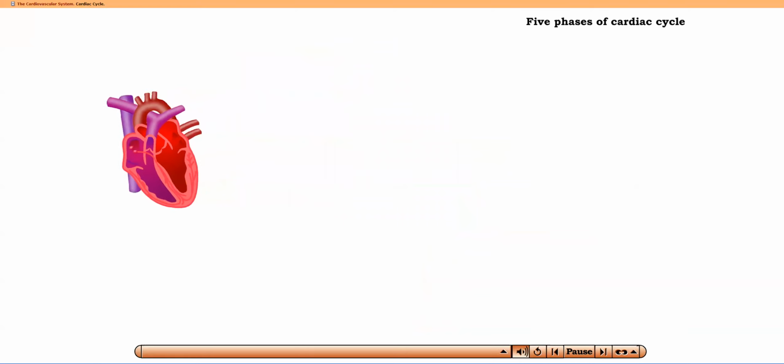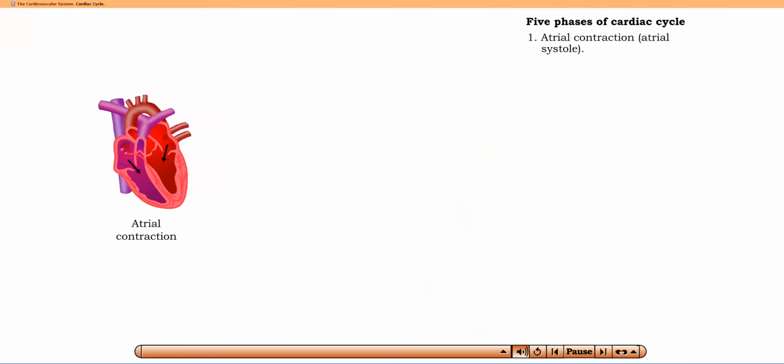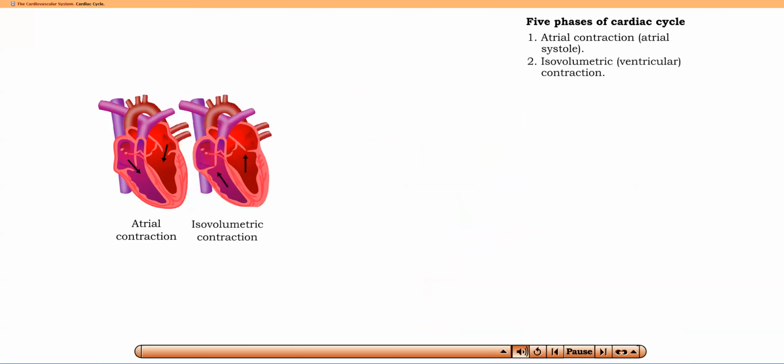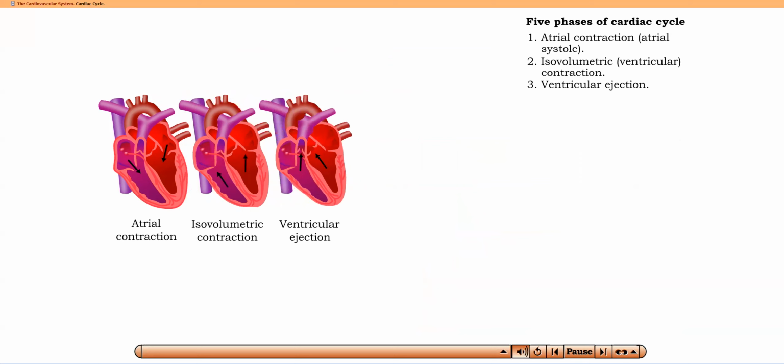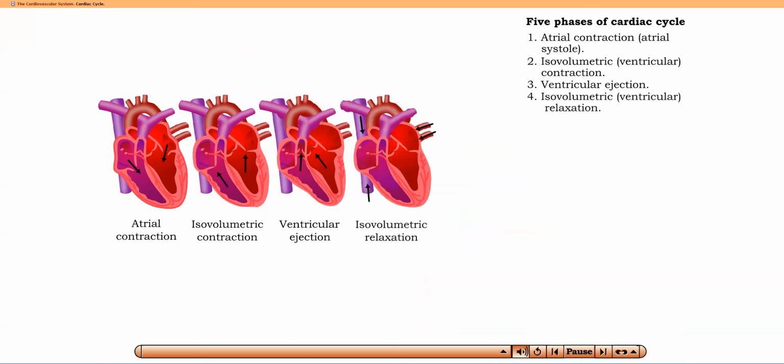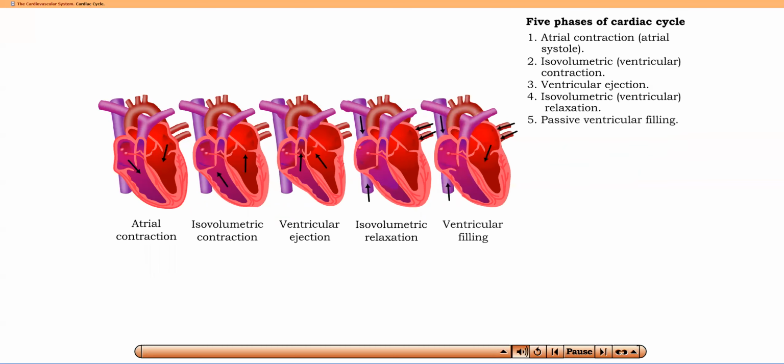Atrial contraction, or systole, initiates the cardiac cycle. Phases that follow are isovolumetric contraction, ventricular ejection, isovolumetric relaxation, and ventricular filling.